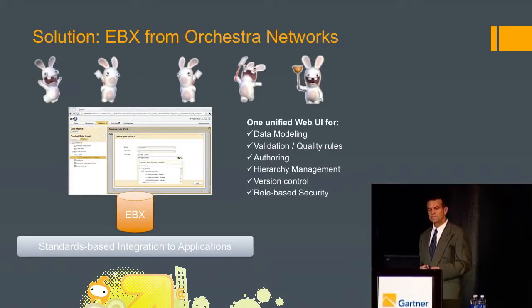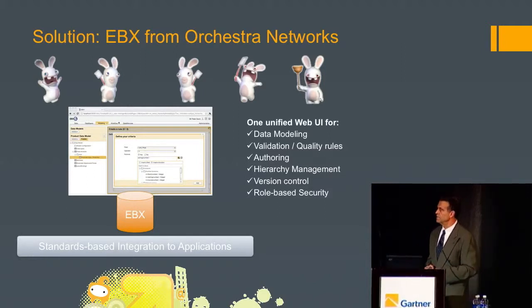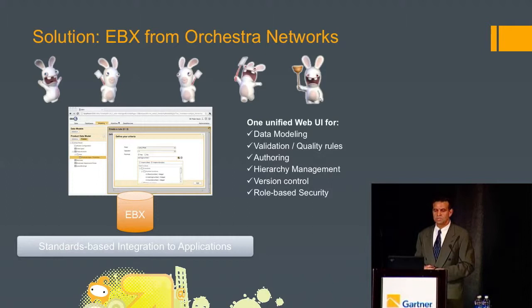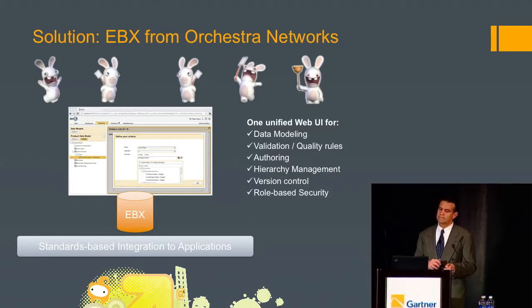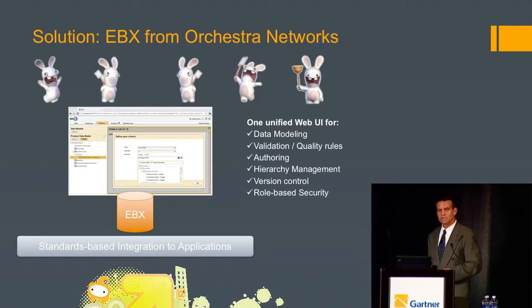So the solution is obviously EBX from Orchestra Networks. As you can see, some of the web portraits, but the things that we found most beneficial were the data modeling, the validation and quality rules, authoring, hierarchy management, and the version control, and even most important is the role-based security. And I'll talk a little bit about that in a bit.